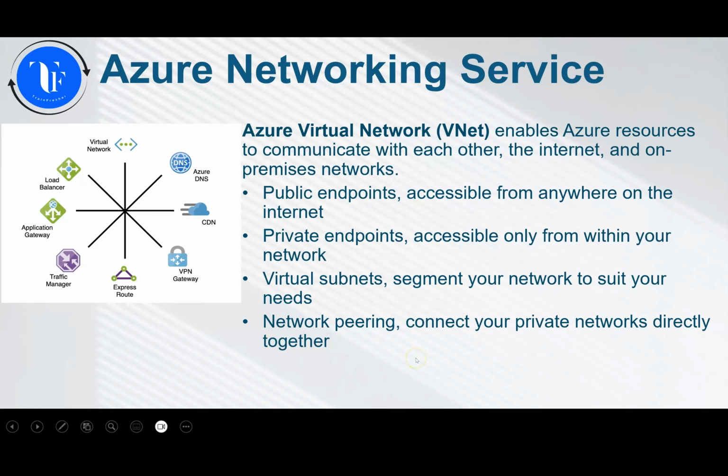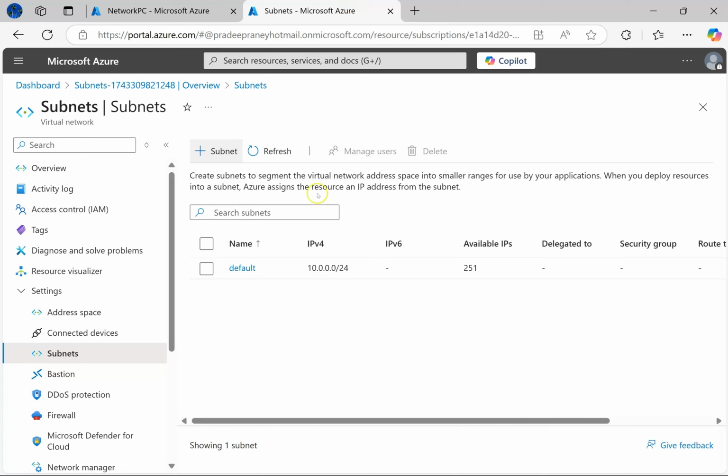And the next part talks about virtual subnets, which is basically to divide or segment your network to suit your needs. Let's say you have a separate IT department, HR department, or a finance department. How will you go ahead and segregate your network? So if you see, I have already created a virtual network called subnets, and there is a default subnet which has around 251 IP addresses.